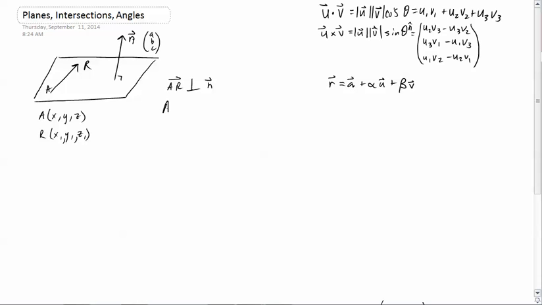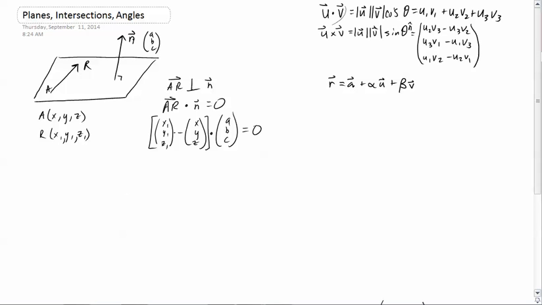Okay, so because they're perpendicular, we know something about the dot product. The dot product, when it's perpendicular, will be equal to 0. So we're going to go AR dot product n is equal to 0. Now to get AR, what we do is we actually take the vector r and subtract vector a. So vector r is x1, y1, z1, and we're going to subtract vector a, which is x, y, z, and if we dot product that with the normal vector, which is a, b, c, then we should get 0.